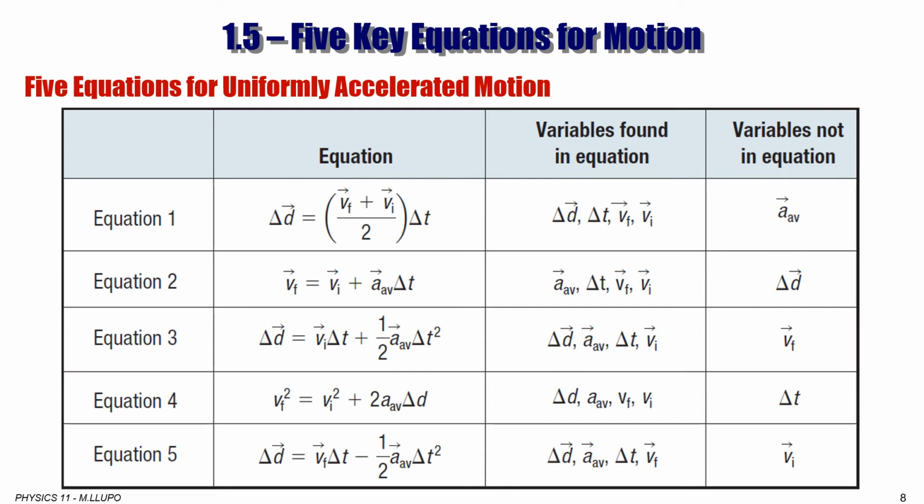When V final is unknown, then equation number 3 is the one that you can use. When time is unknown, then equation 4 is the one that you can use to solve for V final or a combination of any of those. And finally, if V initial is unknown, then you can use equation number 5 to solve for any of those variables that are missing.